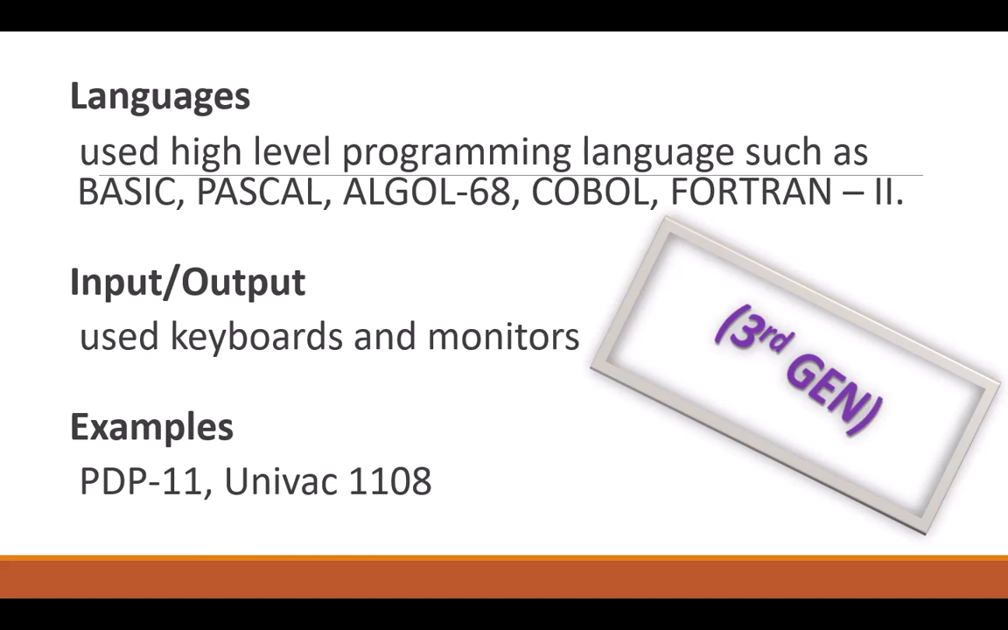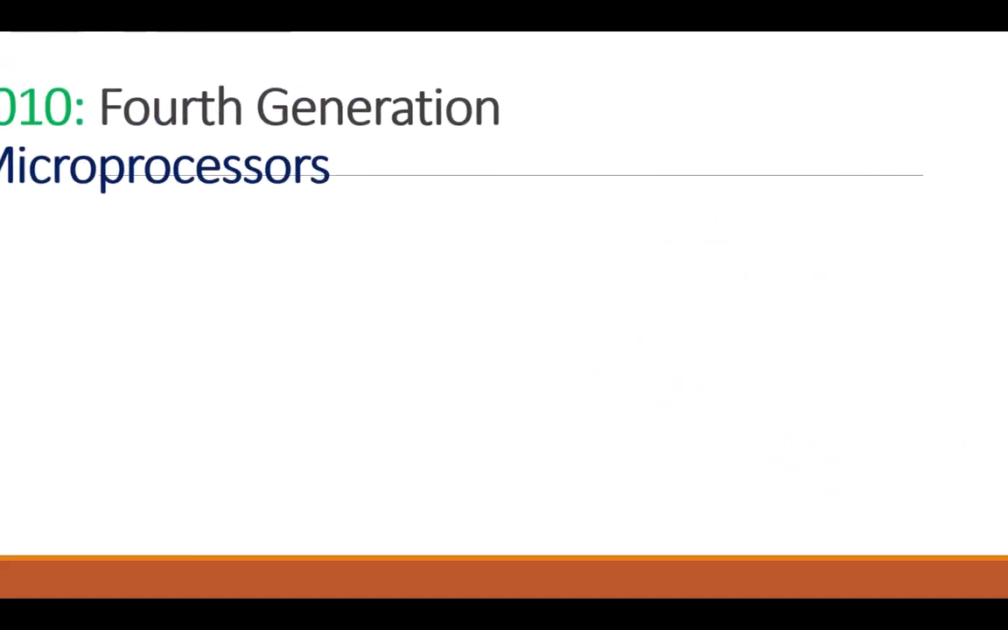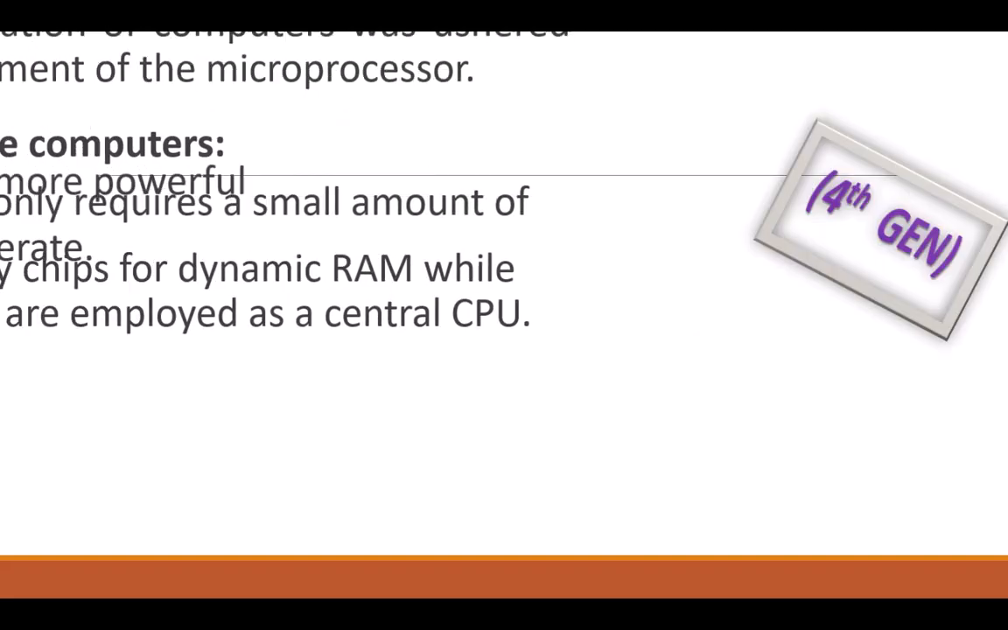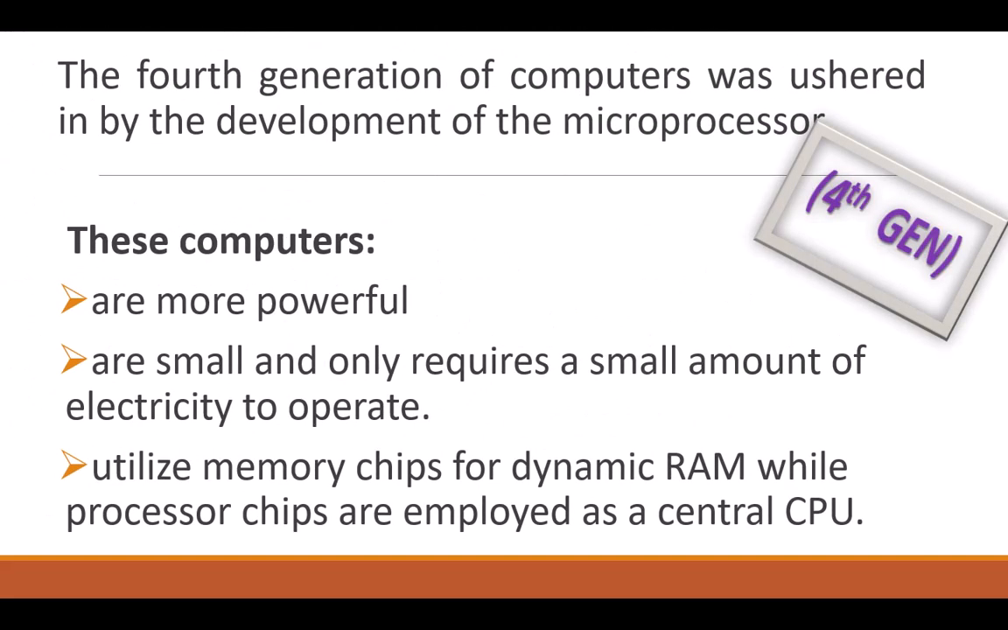4. 1972 to 2010, fourth generation, microprocessors. The fourth generation of computers was ushered in by the advent of the microprocessor. A microprocessor is an electronic component held on an integrated circuit that contains a computer's central processing unit, CPU, and other associated circuits. Microprocessors are also referred to as very large-scale integrated circuits, VLSI.